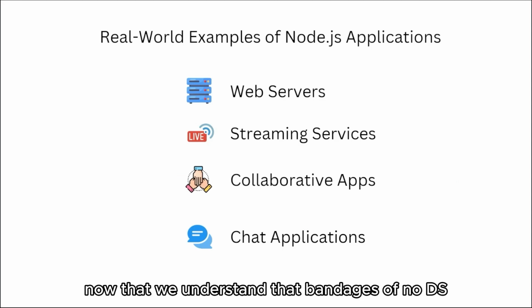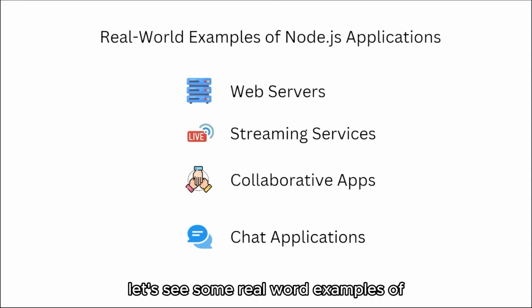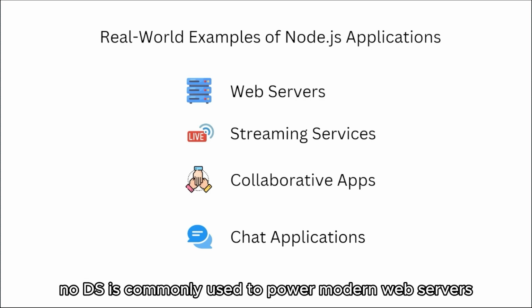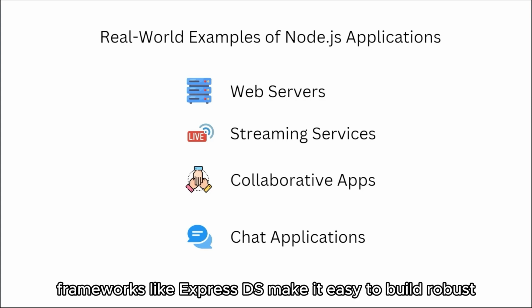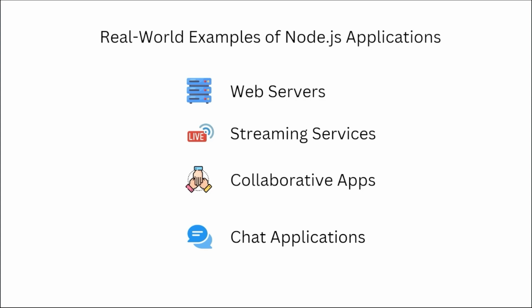Now that we understand the advantages of Node.js, let's see some real-world examples of applications that utilize Node.js. First, we have web servers. Node.js is commonly used to power modern web servers. Frameworks like Express.js make it easy to build robust and scalable web applications.